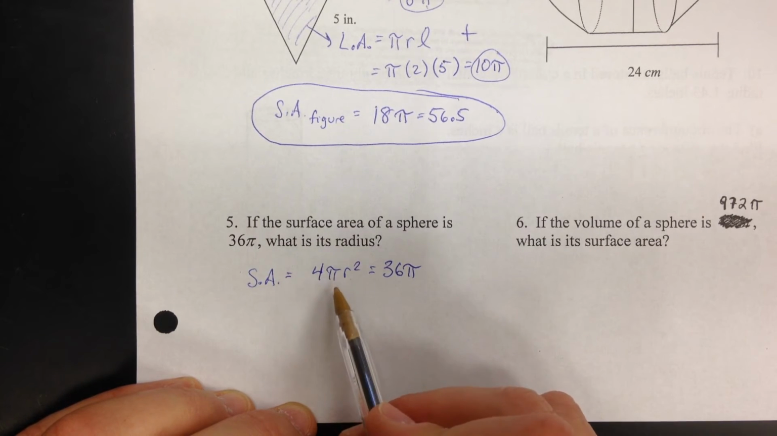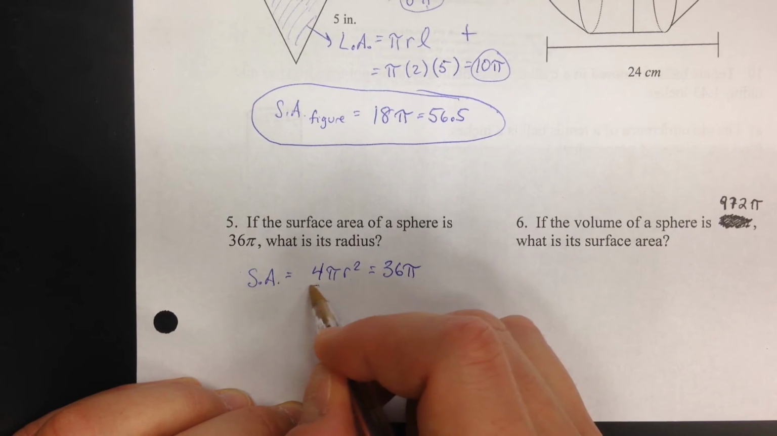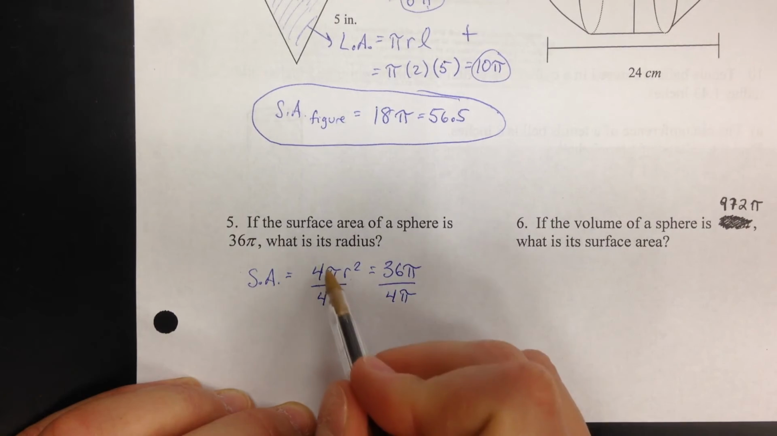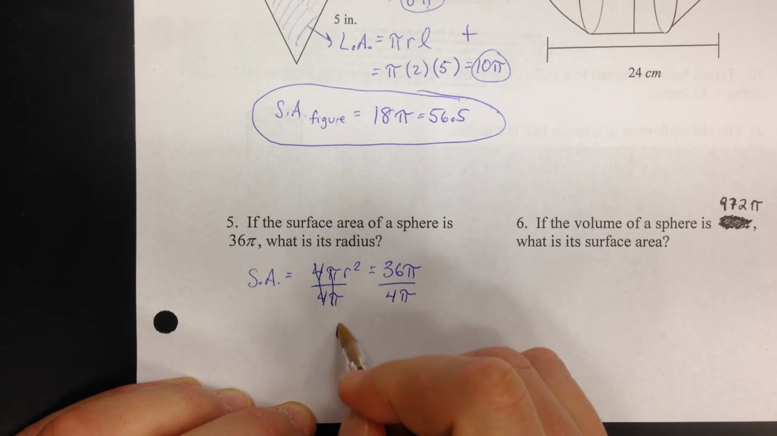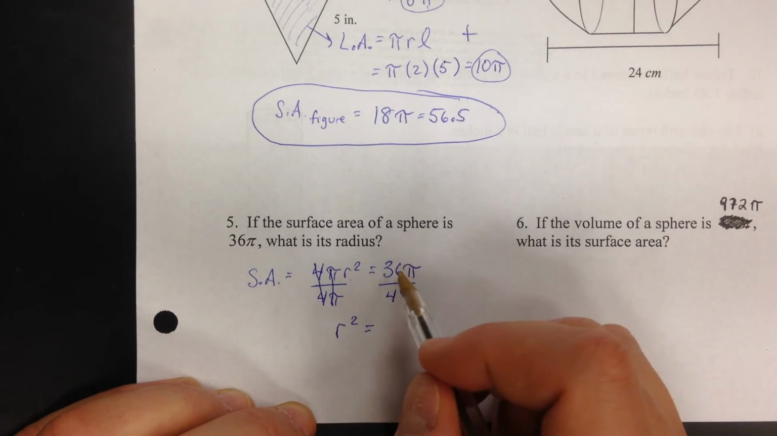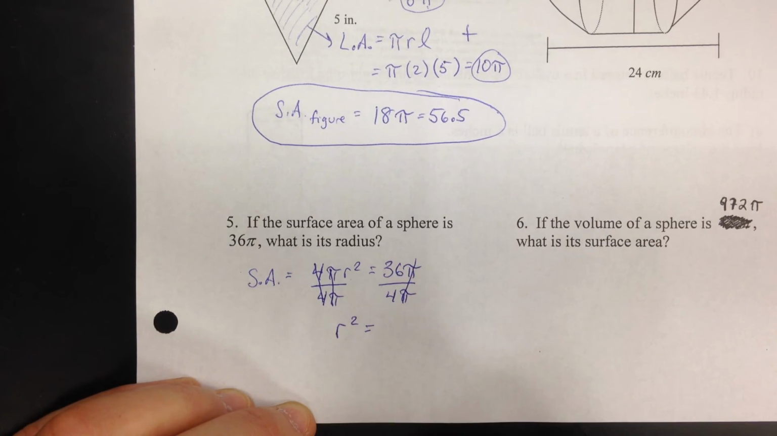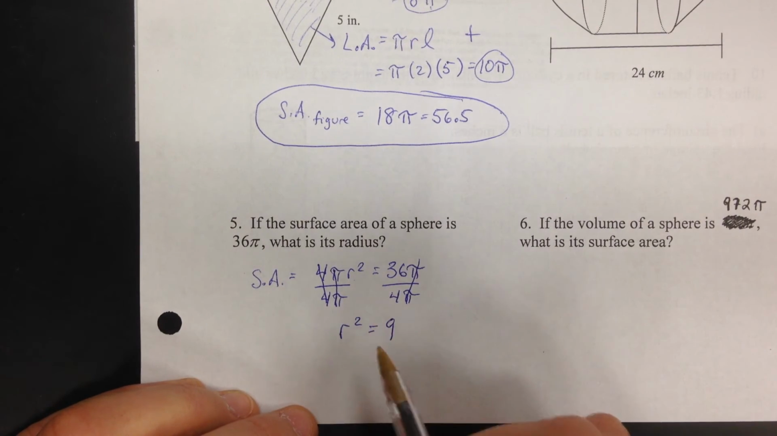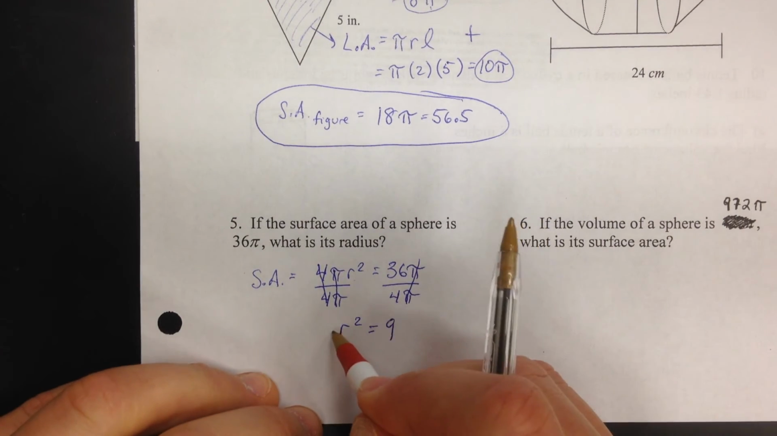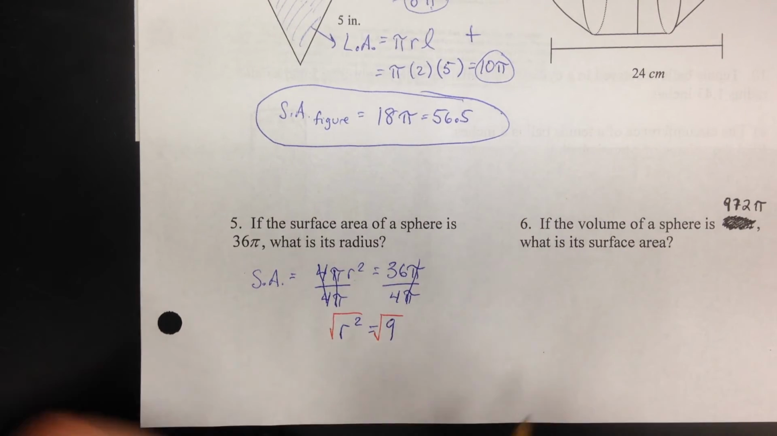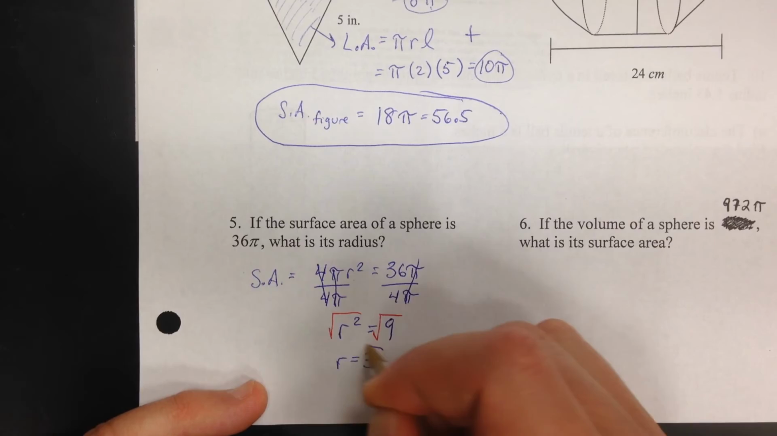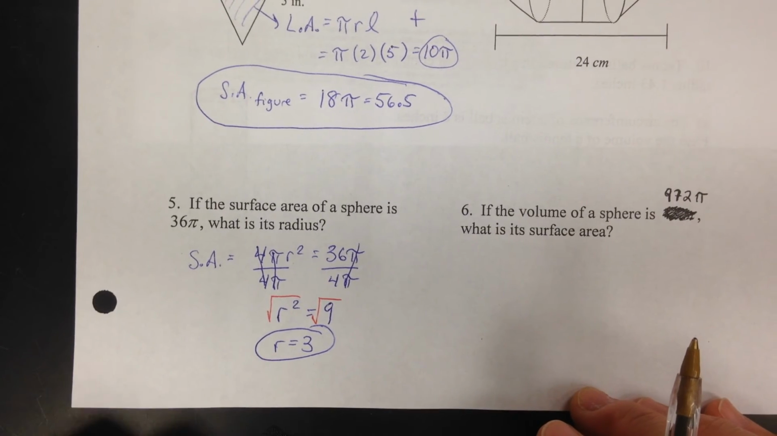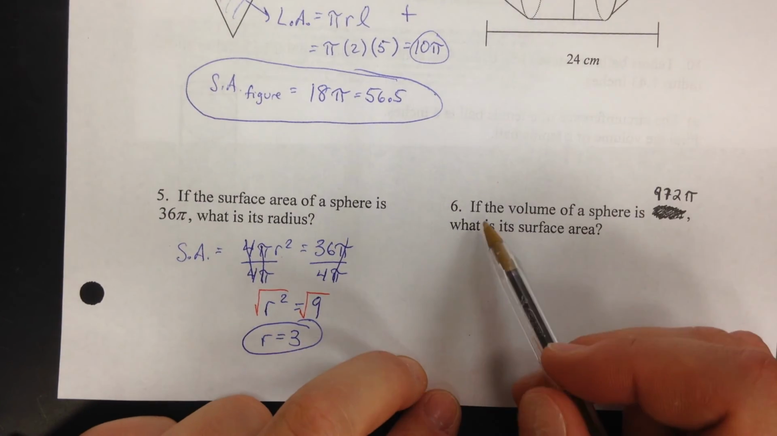Well, we want to move the 4 pi. This is 4 pi times r squared. To undo multiplication, let's divide by 4 pi. And what happens is that on the left side, this reduces to 1 r squared. And on the right side, pi divided by pi is 1. 36 divided by 4 is 9. Now we're not done. We want the radius. So to undo r squared, let's square root both sides. And what we get is the radius equals 3. All right, so we had to work backwards there. Let's do one more. Let's do 6.